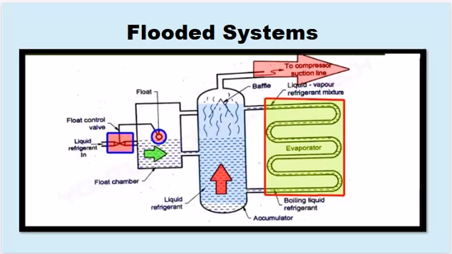The flooded refrigeration system operates as follows. Key components. Float chamber: holds liquid refrigerant. Float control valve: regulates refrigerant flow into the evaporator. Evaporator: absorbs heat, causing refrigerant to evaporate. Accumulator: removes liquid refrigerant from vapor before it enters the compressor. Compressor: compresses the refrigerant vapor. Condenser: cools and condenses the vapor back into a liquid. Process: liquid refrigerant is stored, controlled, and circulated to absorb heat, ensuring efficient cooling.